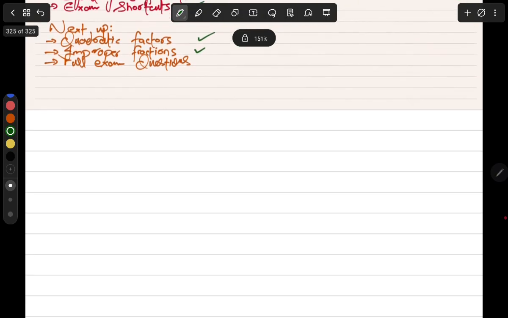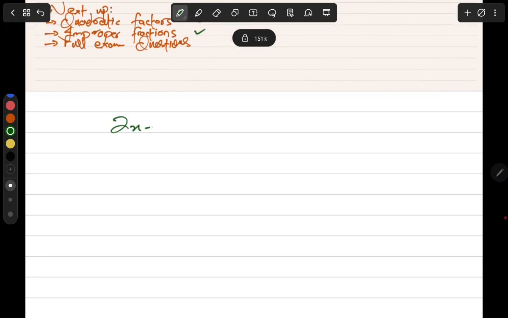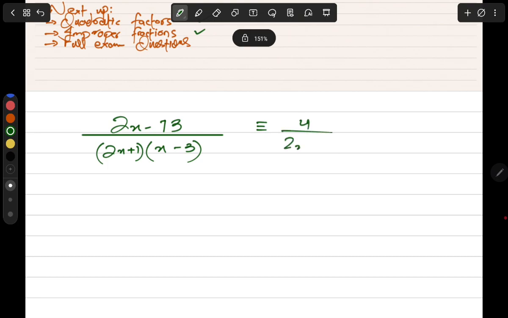Now, if I gave you (2x minus 13) divided by two linear factors, let's say (2x plus 1)(x minus 3), will you be able to instantly turn it into 4 upon (2x plus 1) minus 1 upon (x minus 3) without expending anything? Today I'll show you the fastest marks in Pure 3, so stay tuned.